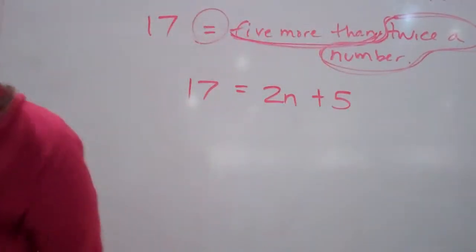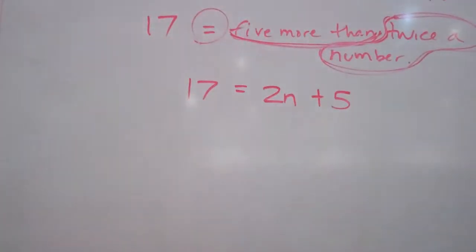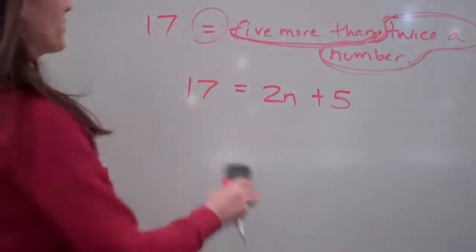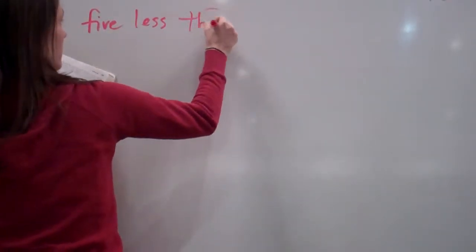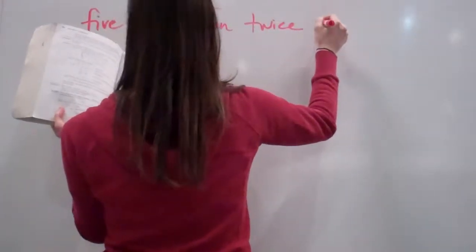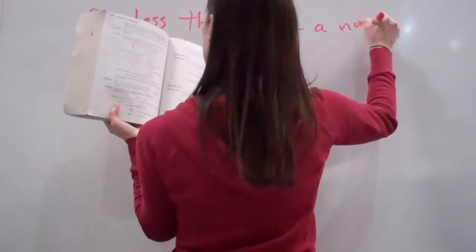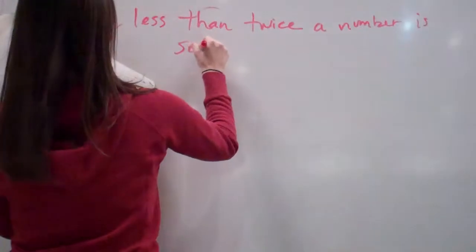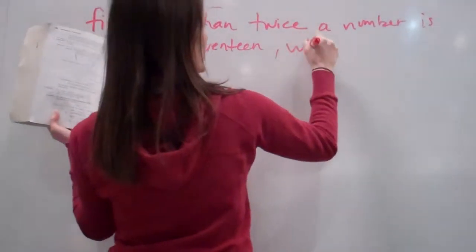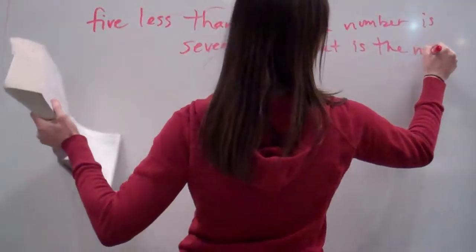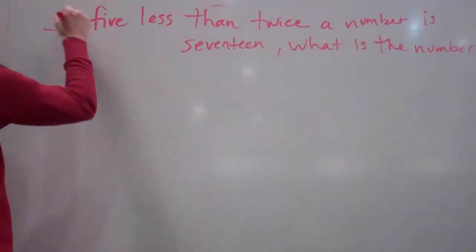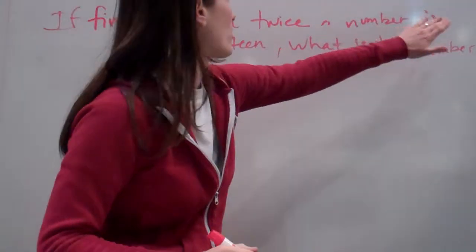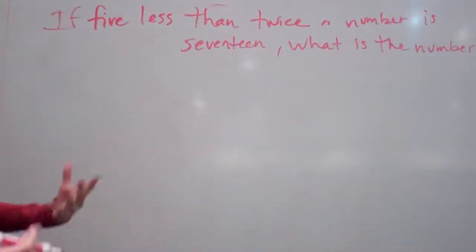Now let's do some of the problems, okay? Help me out with this one. I'm going to have to write this out again, just so y'all can see it. If 5 less than twice a number is 17, what is the number? You may want to write this down too. We're basically going to answer our equation. That's basically what they're telling us.